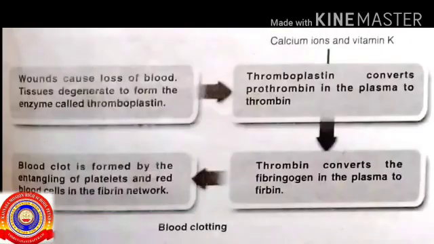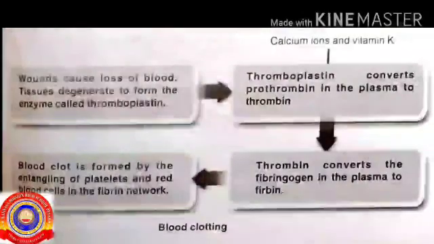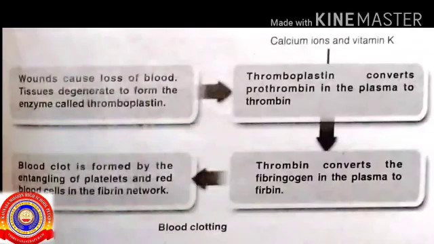Different stages of blood clotting. When the platelets come into contact with atmospheric air, they burst and liberate thromboplastin. Thromboplastin converts prothrombin in the plasma to thrombin in the presence of calcium ions and vitamin K. Thrombin converts fibrinogen in the plasma to fibrin. The blood clot is formed by entangling of platelets and red blood cells in the fibrin network. The clot seals the wound and stops bleeding.